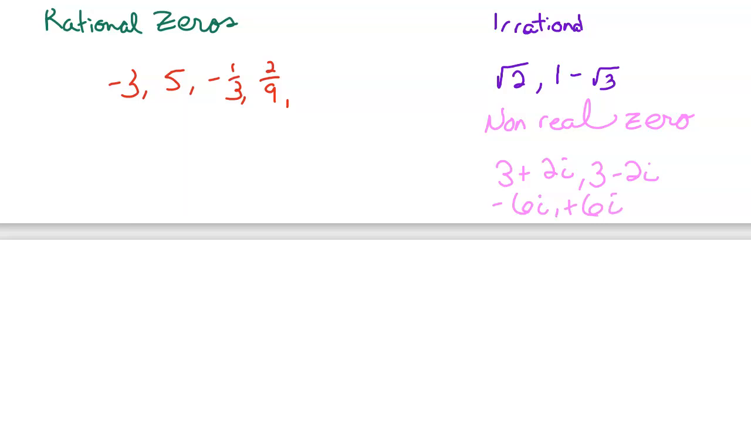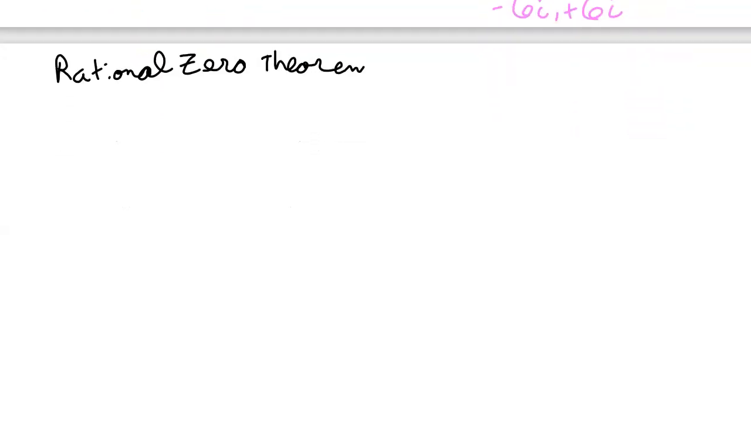Okay, so we're going to start out by looking at the rational zeros. Those things that when we factored, we can actually solve and get rational, real zeros. Well, there's something called the rational zero theorem. And with this rational zero theorem, we can find all the possible real zeros.